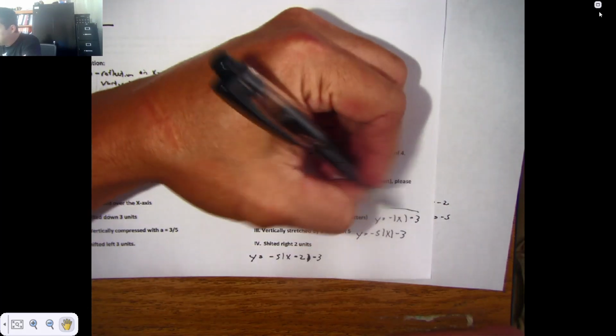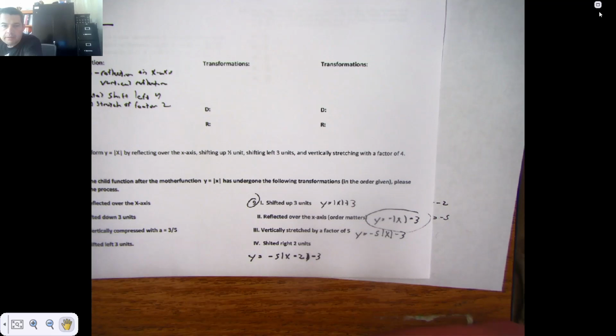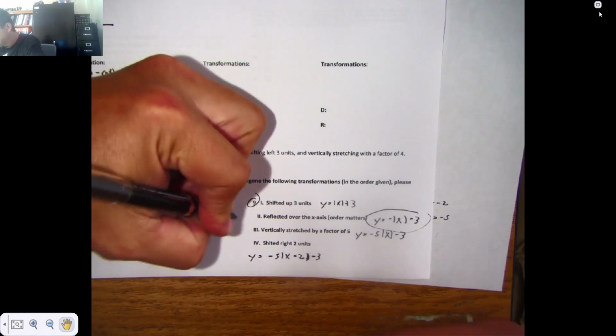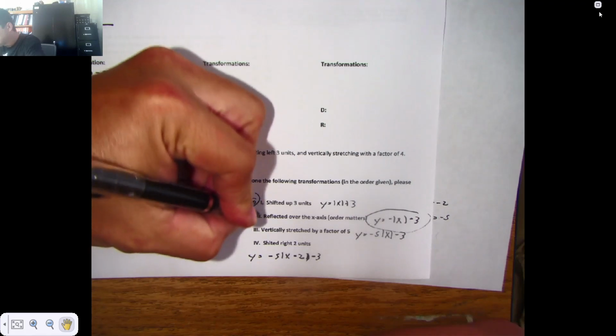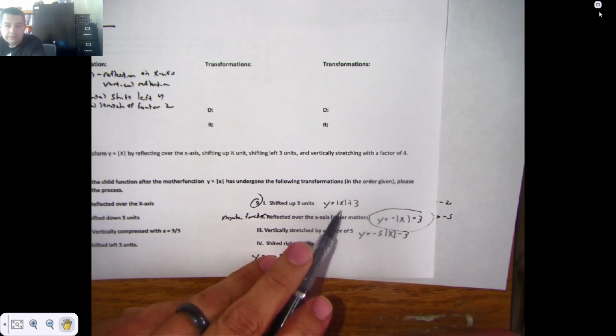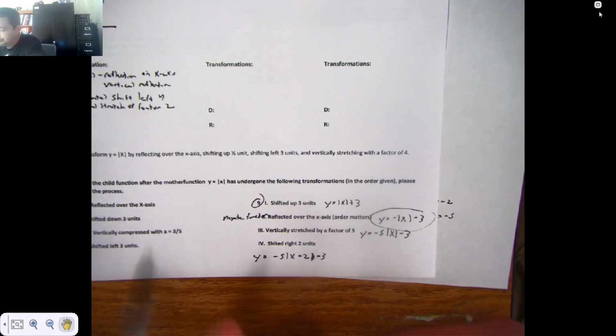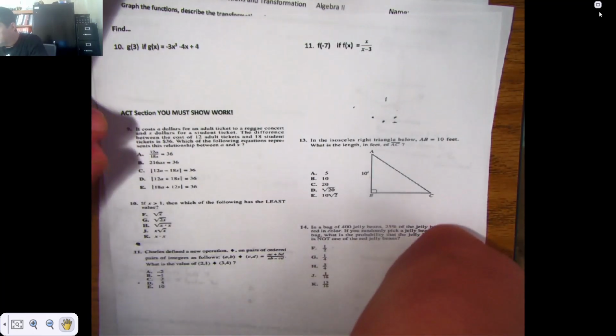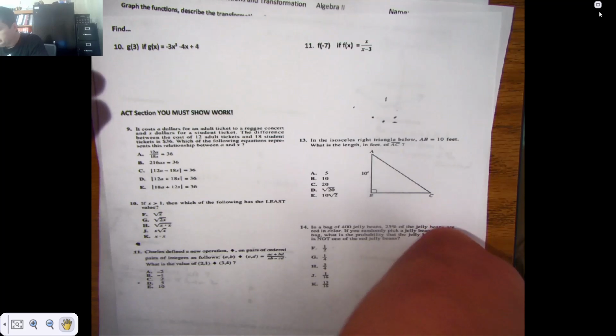This would be what gets people, that right there. When you reflect over the x-axis, you negate the function. And this was the function as it stood, so I had to negate everything. So that's why that one works that way. I know that gets kids, it always does. I'm a little bothered by it too. Let's see, what do we got? 10 and 11 are function notation. I don't think I'll have a problem with that, so I'm not going to do them.